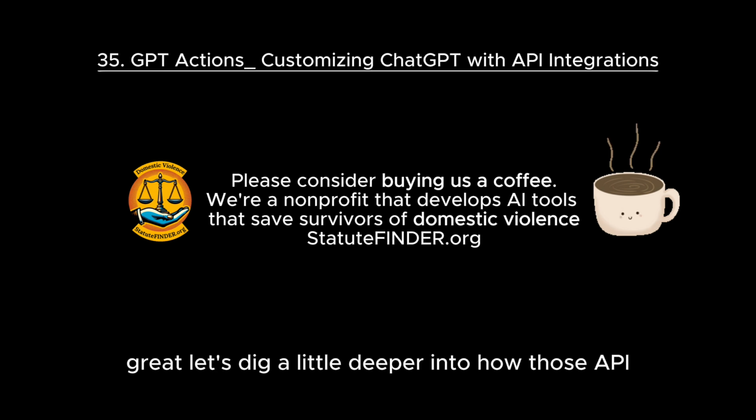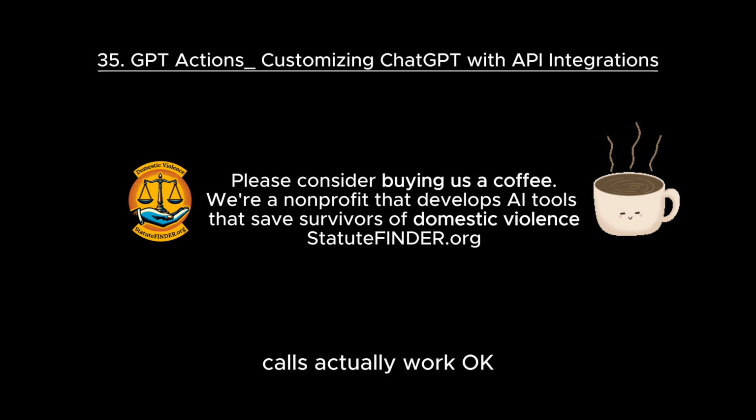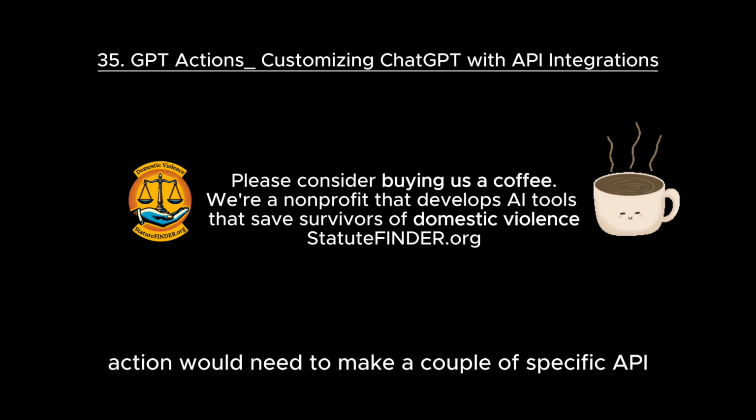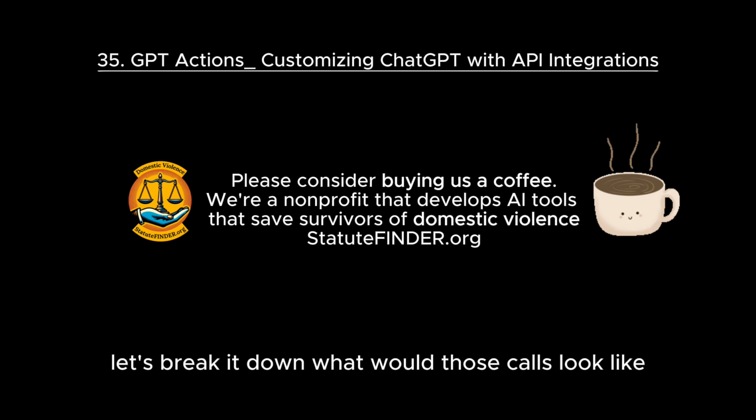Great. Let's dig a little deeper into how those API calls actually work. You mentioned weather.gov, so let's stick with that example. To get a weather forecast, the GPT action would need to make a couple of specific API calls. Okay, let's break it down. What would those calls look like?